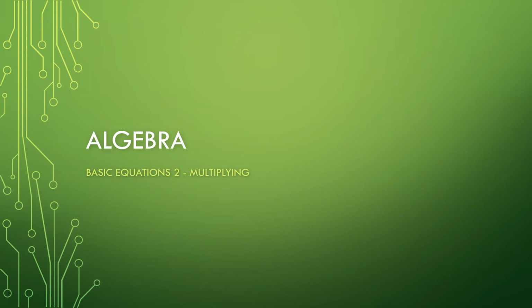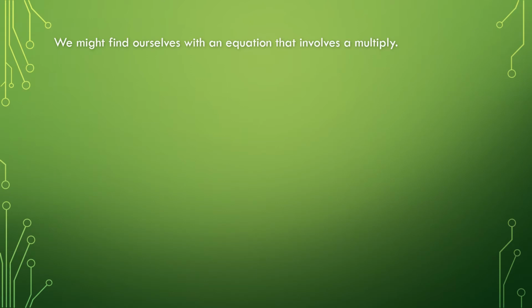So here we are continuing our journey through algebra. Now we're looking at our basic equations 2. We're going to look at what happens when there's a bit of multiplying involved. So what approach are we going to have to take when we find ourselves asked to solve an equation that involves a multiply? So for example, 4x equals 20.